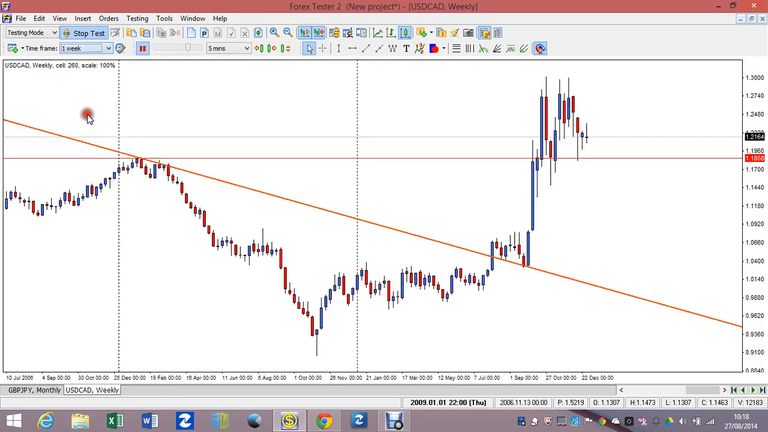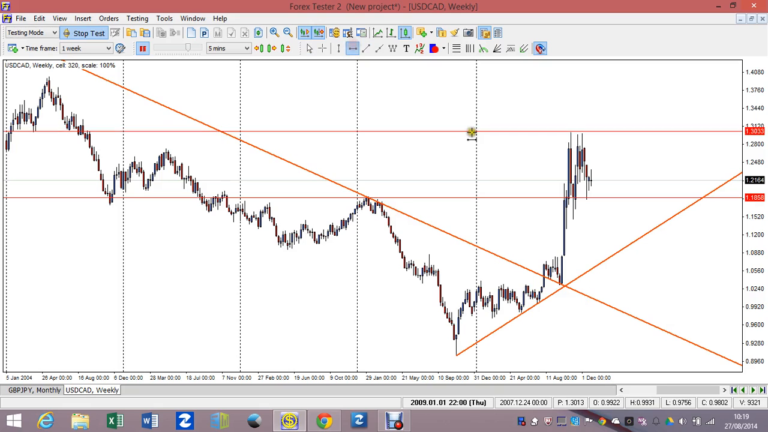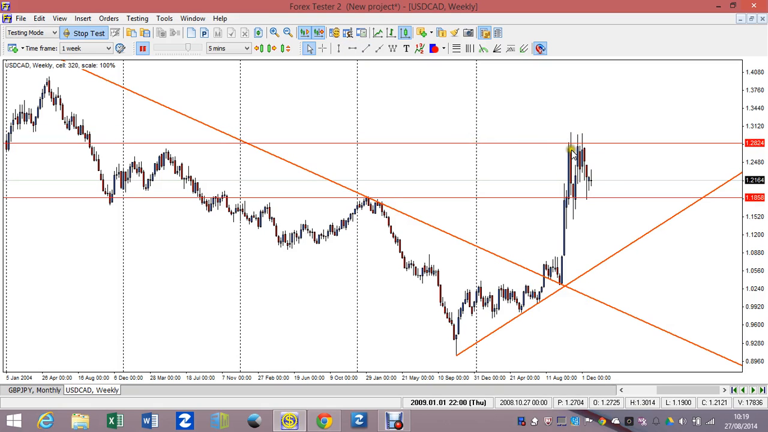Back to dollar CAD, onto the weekly chart. If we scroll out a bit here, we can see that there is a trend line that can be drawn up there. And we're clearly struggling at these levels higher up. I'm just going to clean this up.